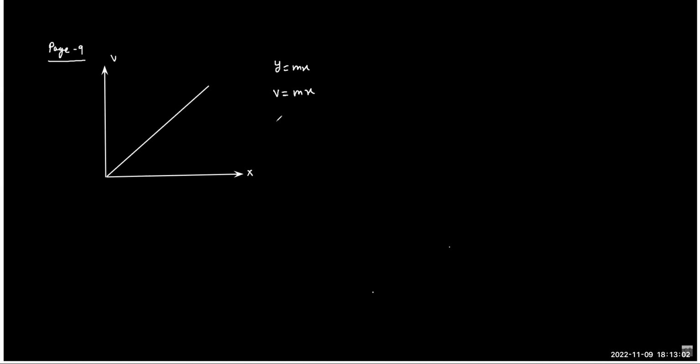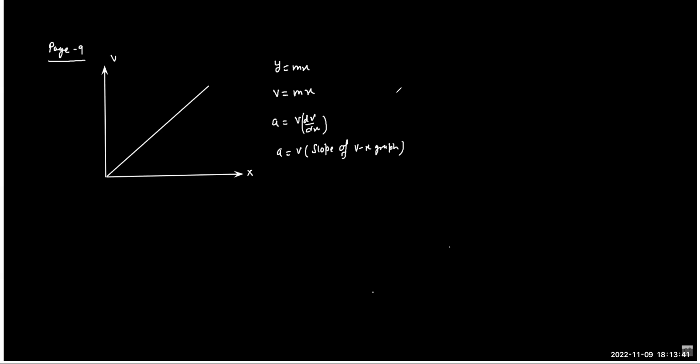Now, how to write the acceleration in terms of x and v? Acceleration we write as v dv by dx. What is dv by dx representing? So dv by dx is representing the slope of the v-x graph, right? Do you realize this? Yes or no?